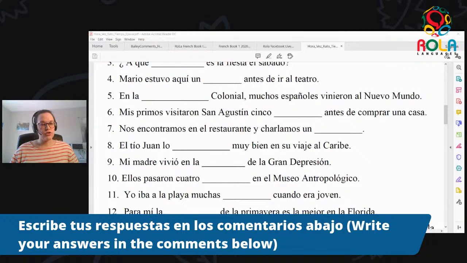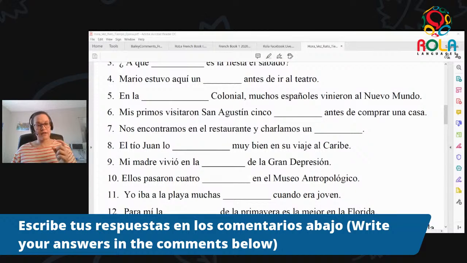Okay, número 8. Número 8 is the one we're going to skip because it's the one that uses one of the verbs. And again, we're trying to focus our attention here on just these nouns of time. So we're going to skip número 8 and go to número 9. So, mi madre vivió en la blank de la Gran Depresión.